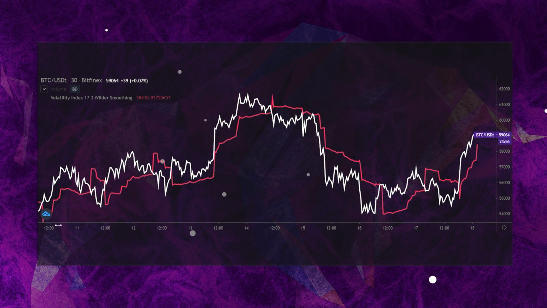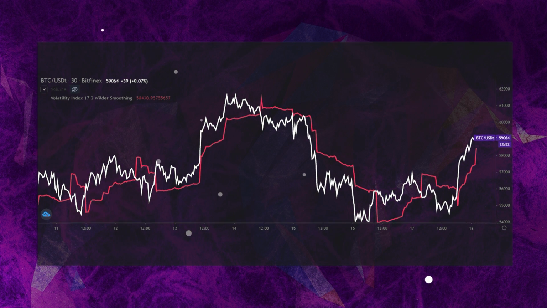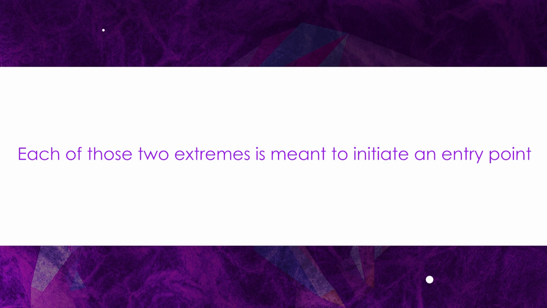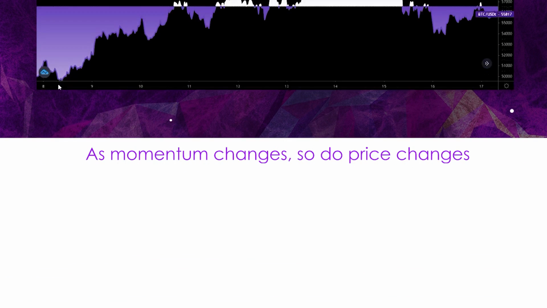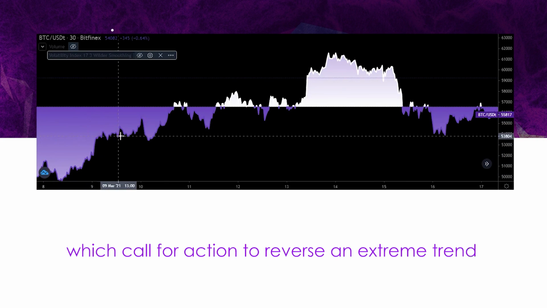Intraday Forex trading can take advantage of the RSI indications to predict a market as overextended. The result calls for retracing as a corrective measure. Each of those two extremes is meant to initiate an entry point or an exit as a remedial measure. As momentum changes, so do price changes, with a possible rise to turning points, which call for action to reverse an extreme trend.